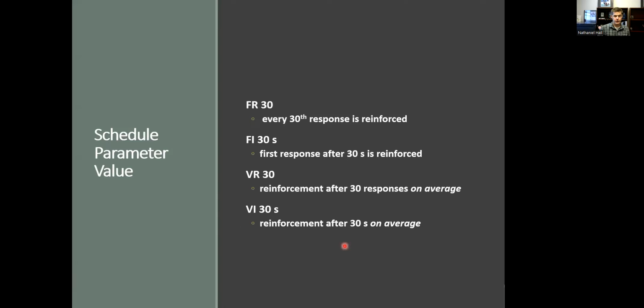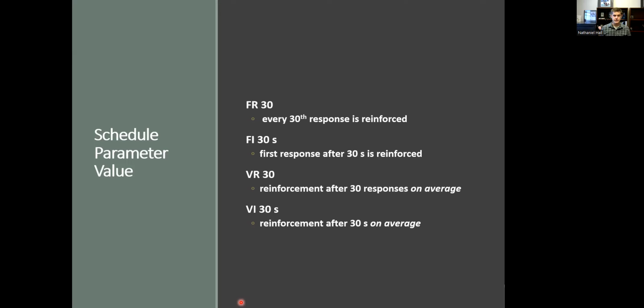So an FR30, and this is typically how we write it: we would write the FR followed by the number, or the FI followed by the seconds, or the VR followed by the number of responses, or VI followed by the number of seconds. If we had a value of 30, FR30 would mean that every 30th response is reinforced. So you would deliver a reinforcer after response number 30, after response number 60, after response number 90, etc. FI 30 seconds would mean that after 30 seconds, the first response that occurs is going to be reinforced, but that timer will always be set to 30 seconds.